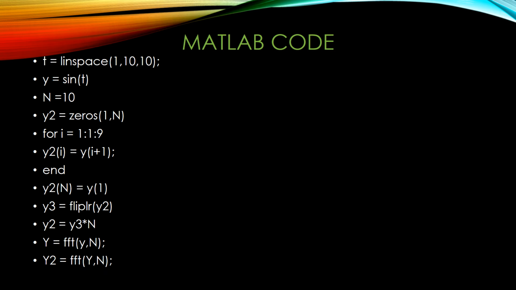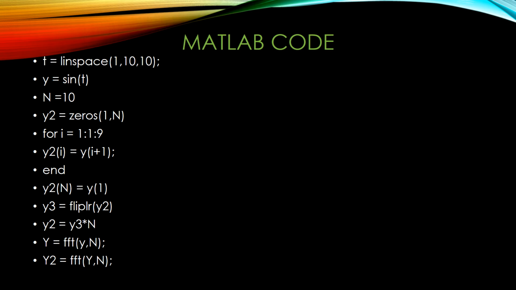Now, let us try to understand duality more with the help of a MATLAB program. Here, I have taken a variable t which represents the time. It is equal to linspace(1, 10, 10), which basically means that I have taken values from 1 to 10 with 10 points linearly. Now, I have considered a function y equal to sin t, which is our signal. Here I want a 10-point DFT, so I have taken capital N equal to 10.